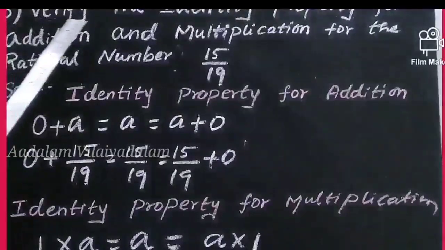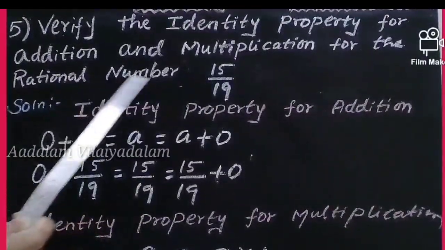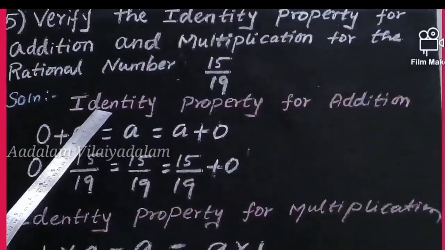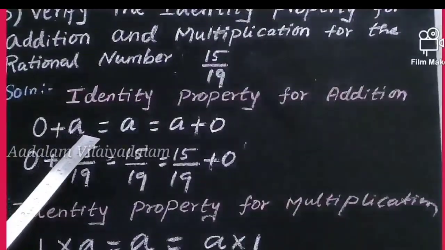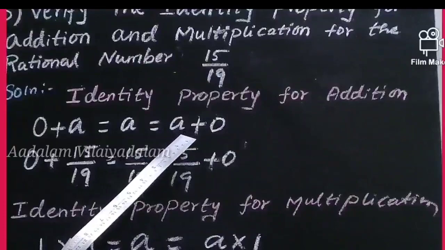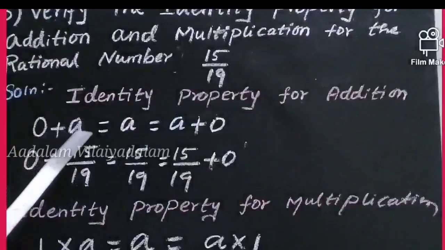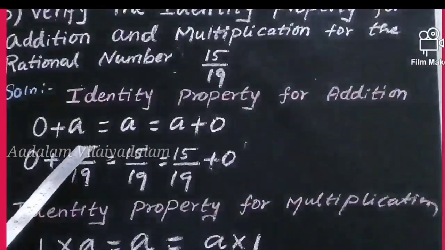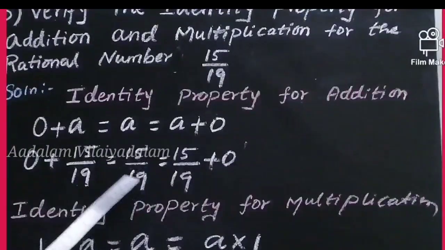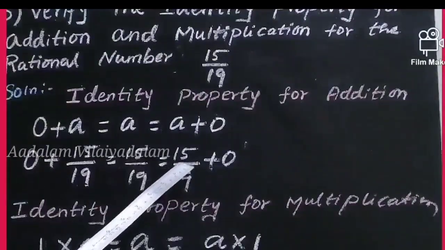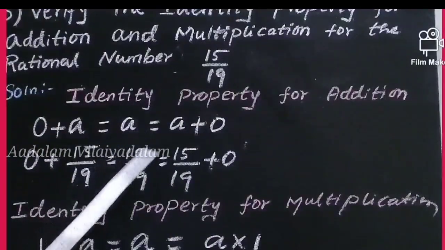Fifth question. Verify the identity property for addition and multiplication for the rational number 15 divided by 19. Identity property for addition, the formula is 0 plus A is equal to A plus 0. Here the A value is given, A equal to 15 divided by 19. Just substitute the value here, 0 plus 15 divided by 19. If we add 0 to any number, the answer is the same number only, 15 divided by 19. Here the A value is 15 divided by 19 plus 0. Just substitute A is equal to 15 divided by 19.